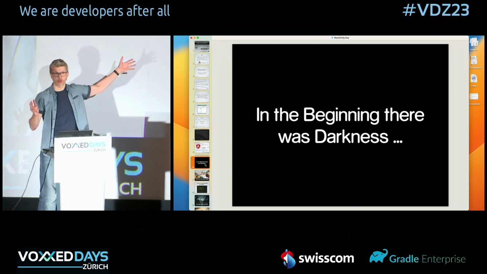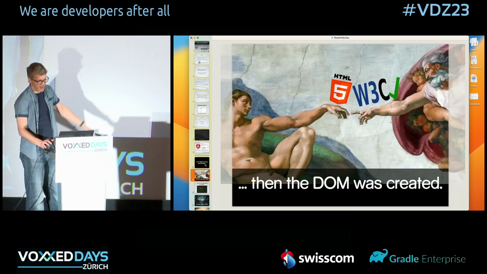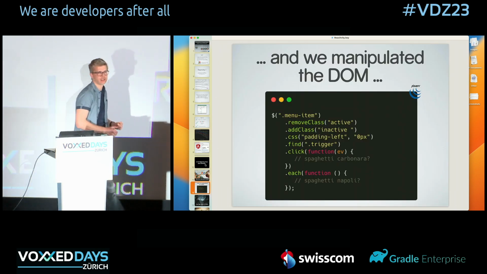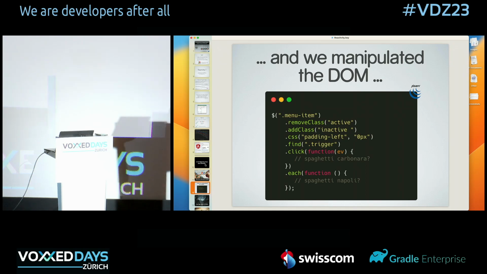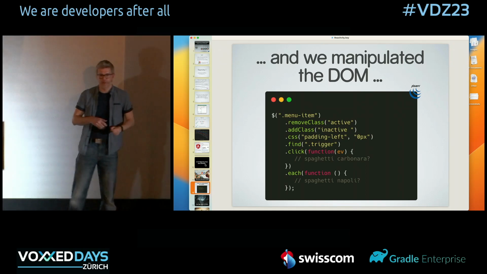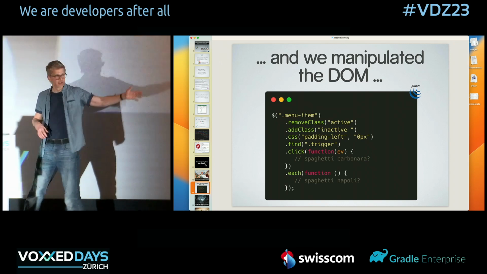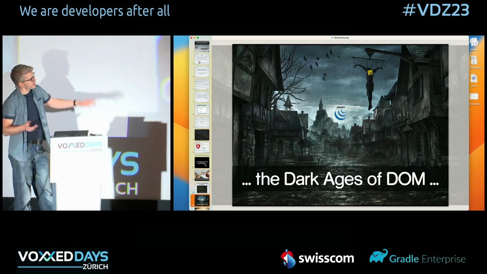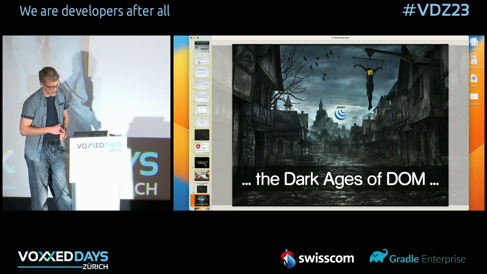In the beginning, there was darkness. And then the DOM was created. And then we started manipulating the DOM. jQuery was of that age. We had a library that allowed us to manipulate the DOM very efficiently, but we ended up with a lot of spaghetti code with that. And these were the dark ages of the DOM.